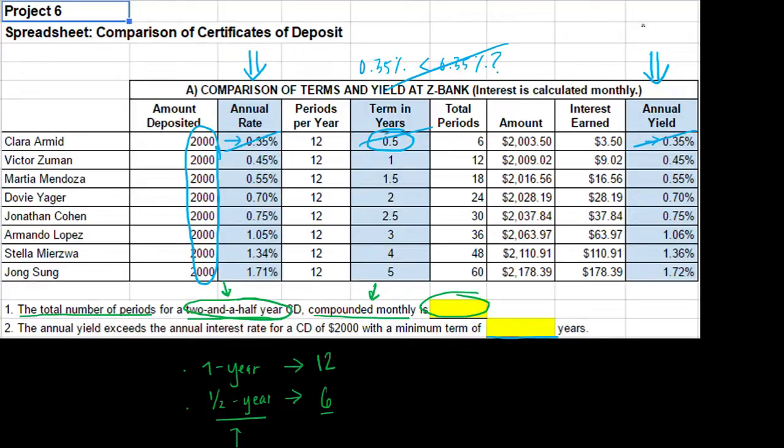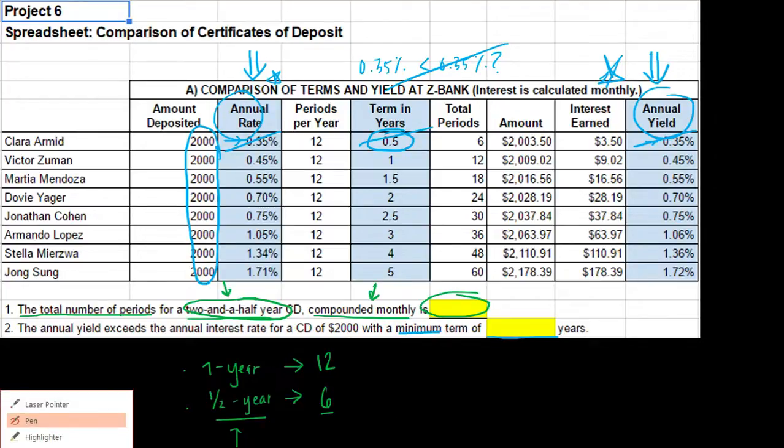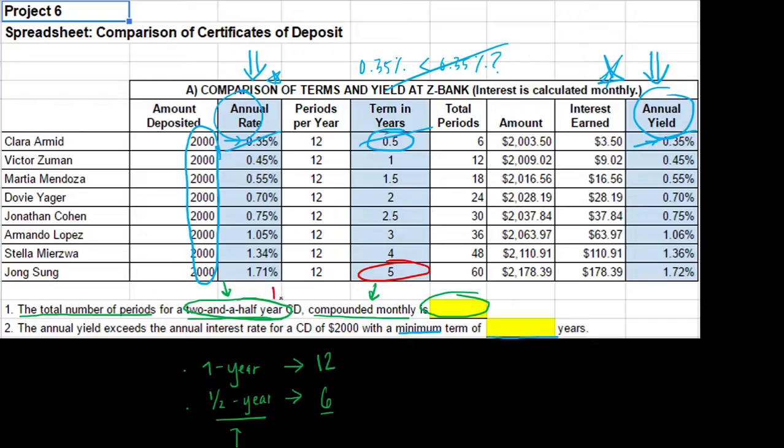And remember, we're looking for this piece, the annual yield, to be bigger than the annual rate. So just go down the row until you find a moment at which the annual yield is bigger than the annual rate. And remember, we're looking for the minimum amount of time that this happens. So for example, I can look at 5 years, and I can see that the annual rate is 1.71% and that the annual yield is 1.72%. Well, that's great. So annual yield is bigger than annual rate, just like I wanted.